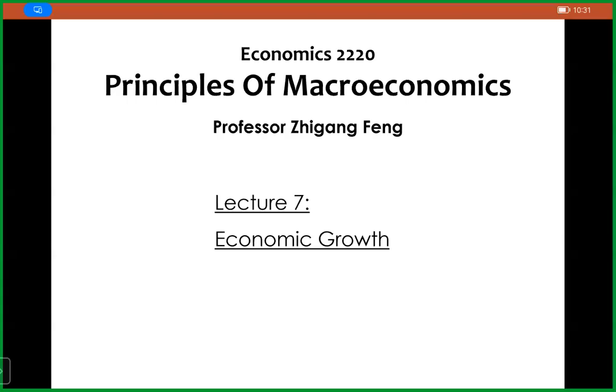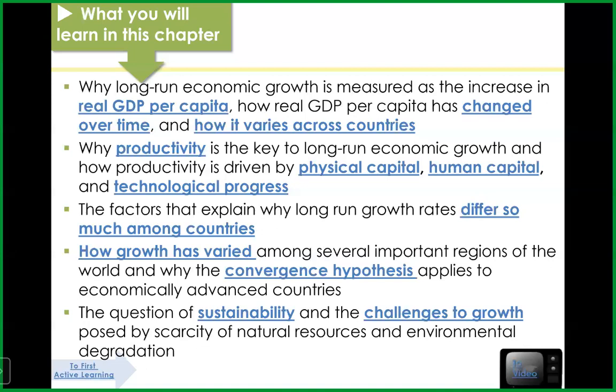Right. So in this chapter, we are going to talk about economic growth. In the next lecture, we discuss how to measure the GDP. Once we know how to measure GDP, we can keep track of it, and that gives us one measure, which is economic growth. But besides keeping track of the size of the economy and the economic growth, in this chapter we are going to talk about other things, like what explains the economic growth.